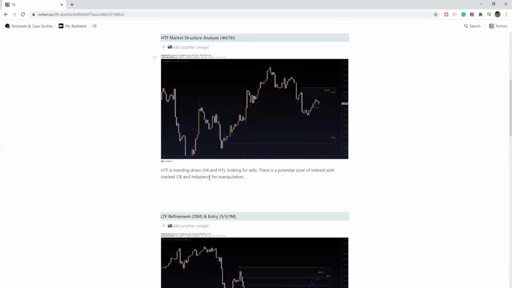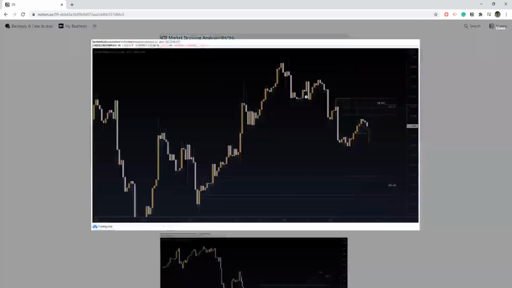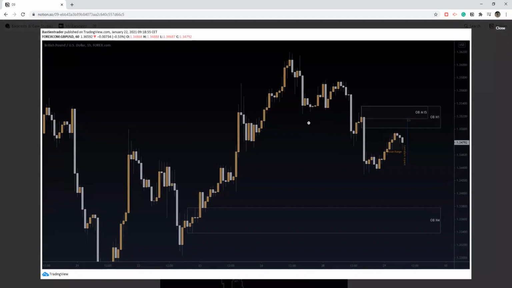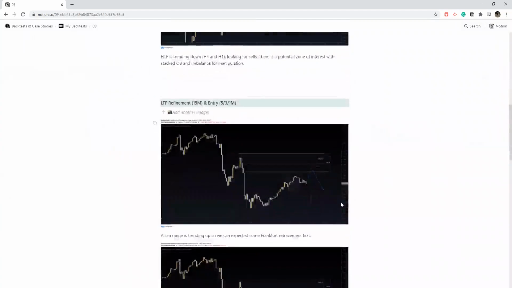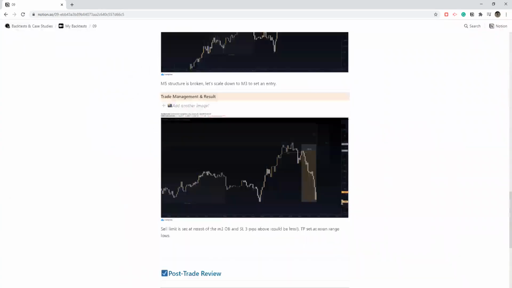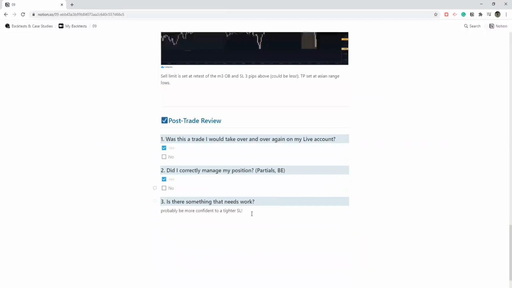Higher time frame is trending down. Okay, so both time frames are trending down, so we're looking for a continuation, potential zone of interest with stacked OB and imbalance. All right. Let me see this again. No, this is the same. It kind of looks the same. Let me see. Yes, it's the same.